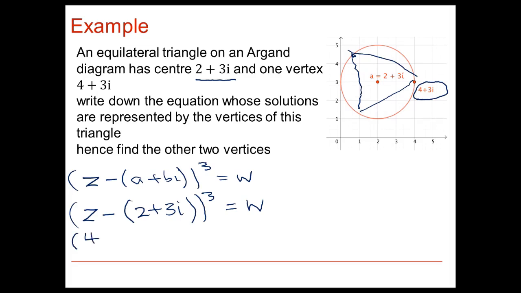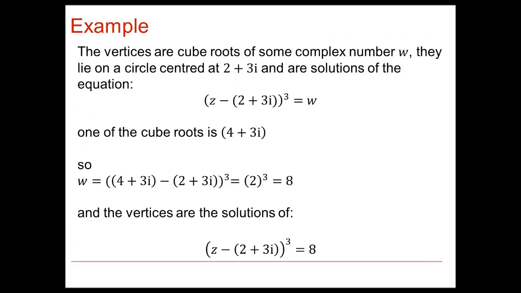So we have (4 plus 3i) minus (2 plus 3i), cubed. You can see that the 3i's will cancel out, leaving us 4 minus 2, or just 2 cubed, equal to 8. So in this scenario, w is the real number 8. Sometimes you may be given the equation as the starting point of the question and asked to show that the roots form an equilateral triangle.